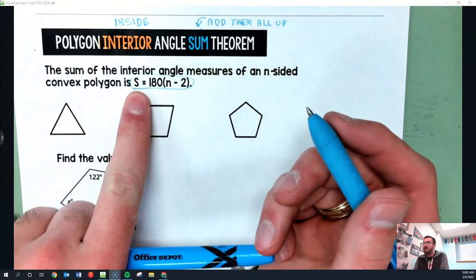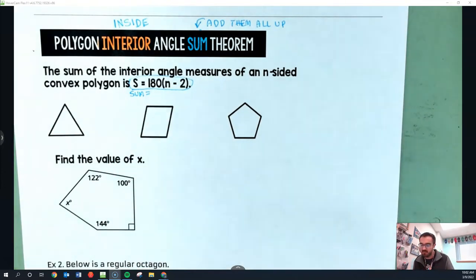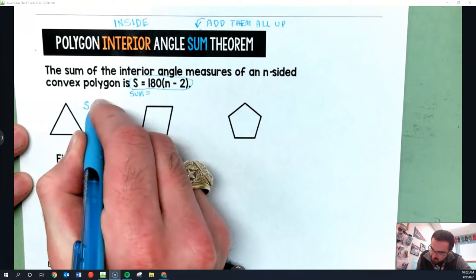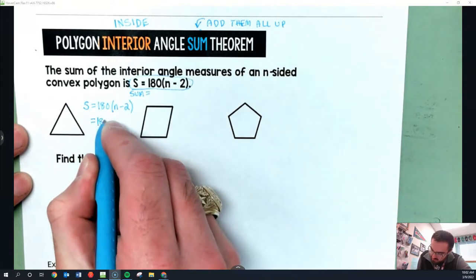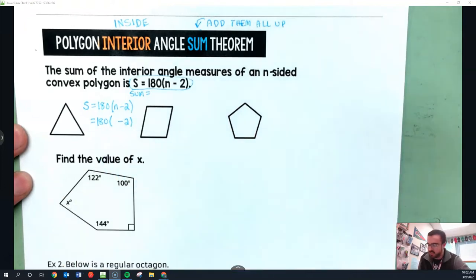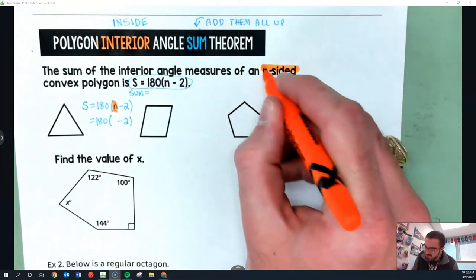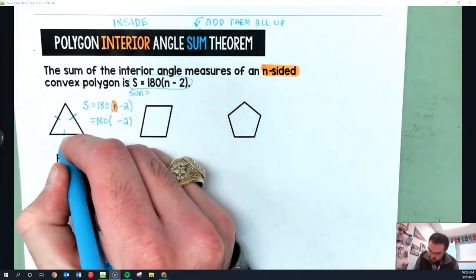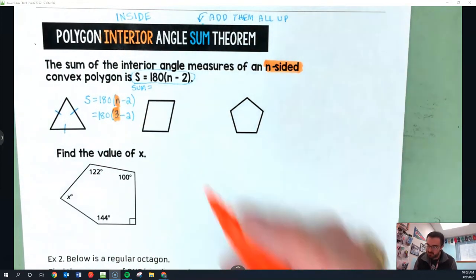S stands for sum. Okay, so the sum is going to equal 180 times n minus 2. Let's talk about what that means. Here we have a triangle. If we're trying to find the sum of the interior angles, let's write down our formula, S equals 180(n minus 2). So the question is, what is n? An n-sided polygon. What that means is how many sides do we have, right? So here, how many sides do we have? We have 1, 2, 3. So what is n? n is 3.